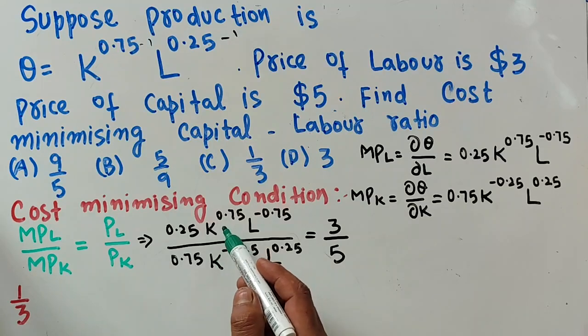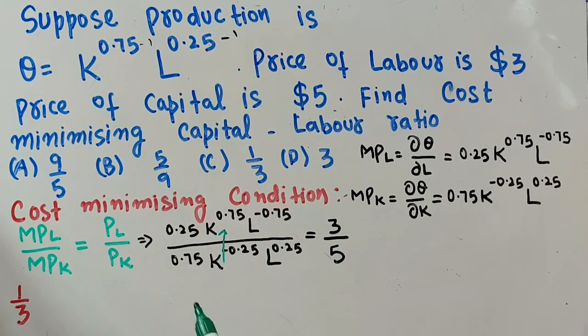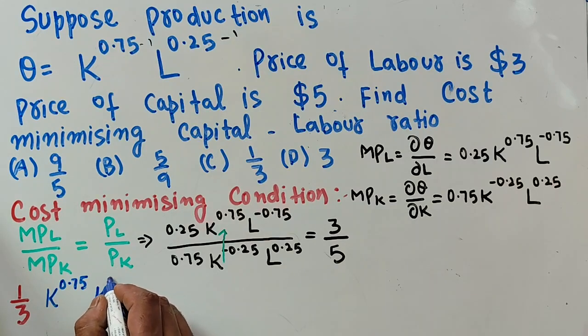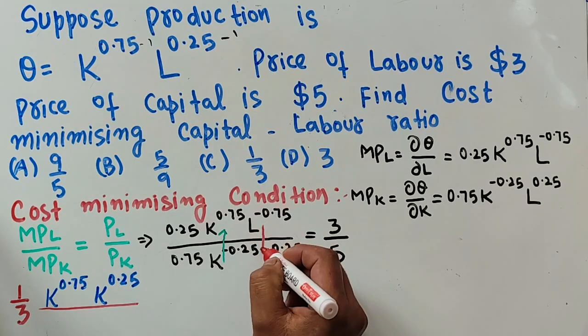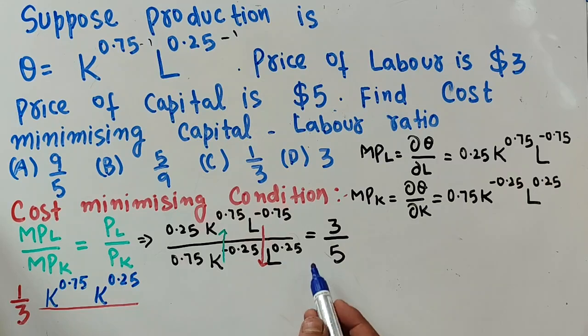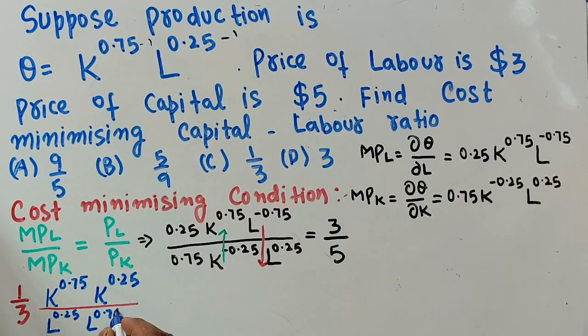Now what will we do here? We transpose this K to the numerator. It gets multiplied, but the exponent sign changes. So we have K raised to the power 0.75, and when I transpose this, it becomes K raised to the power 0.25. Similarly, I transpose this L to the denominator, so it gets multiplied with this L with a change in the exponent sign. So L raised to the power 0.25 times L raised to the power 0.75. It should be equal to 3 upon 5.